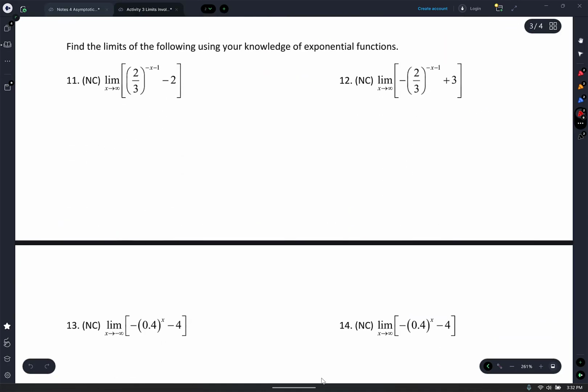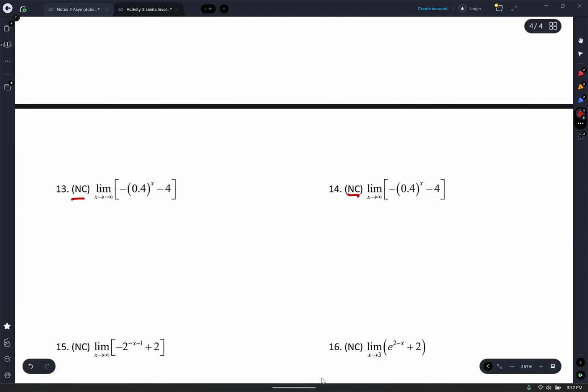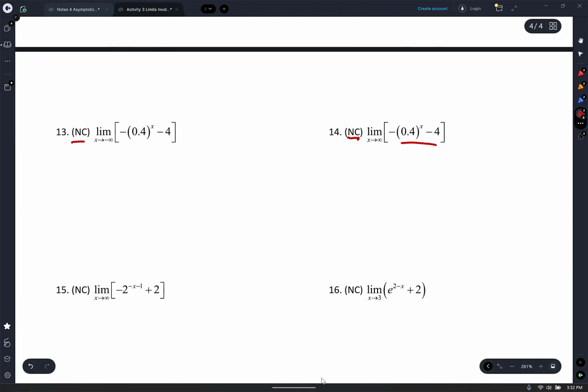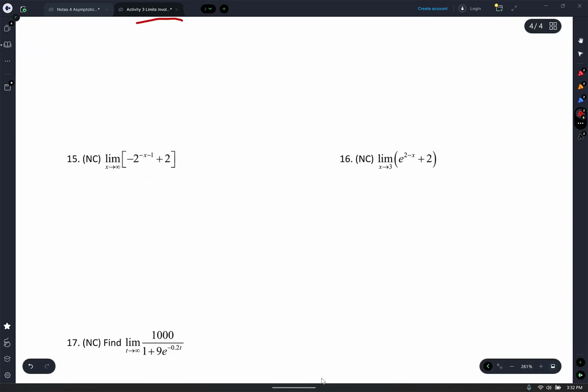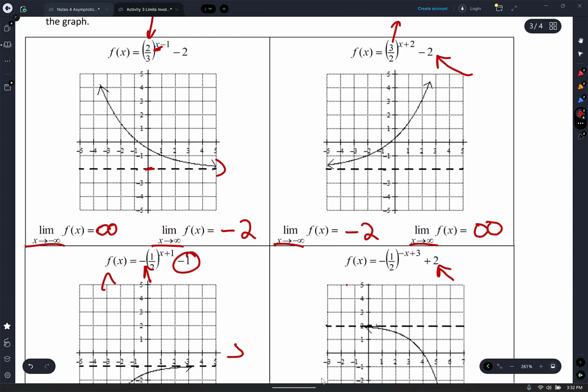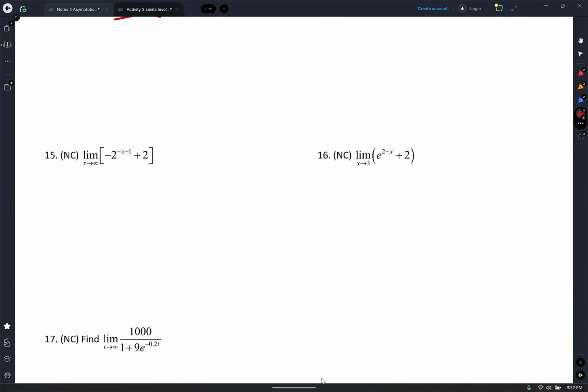Okay, so from that, see if you can try to figure out these. Notice that in this, I put NC for no calculator. You can check your work after the fact, but notice some of them are the same. Do you guys see what I mean? All right, guys, so that's it. And that's what we're going to be working on tomorrow, that activity.